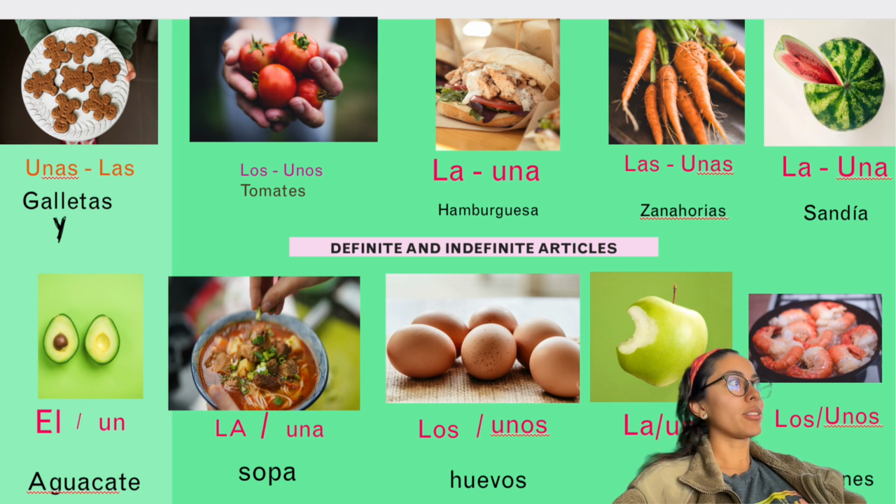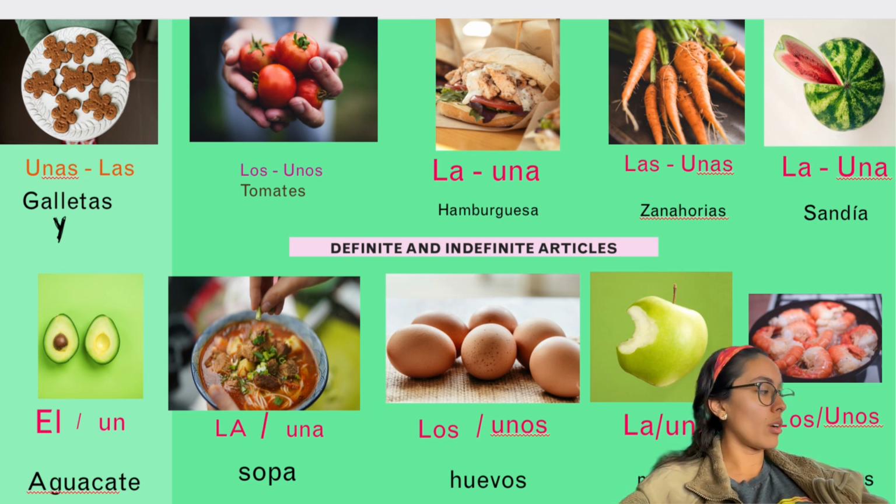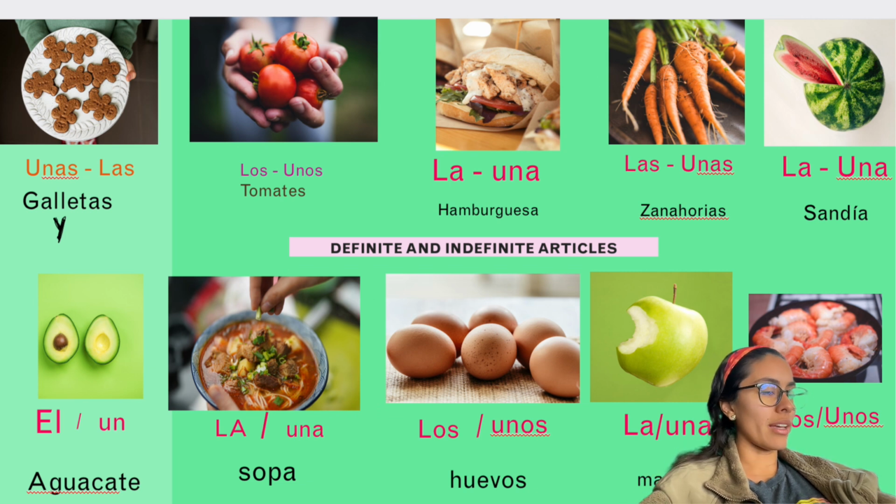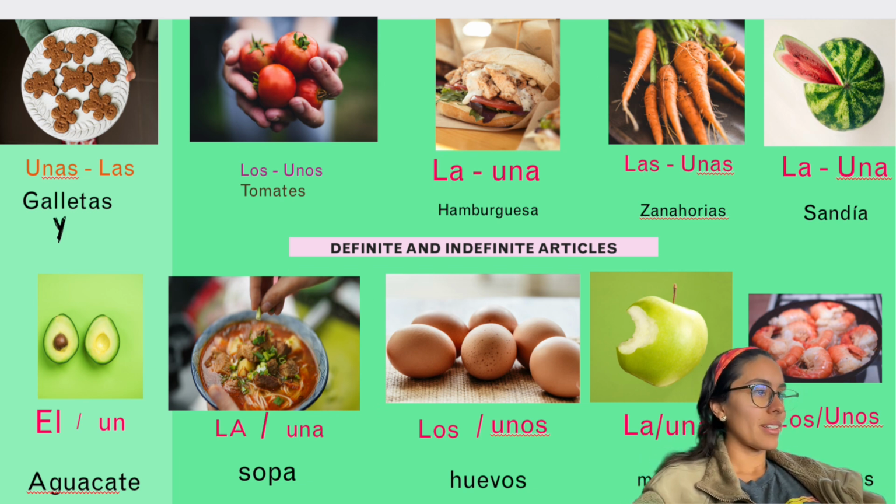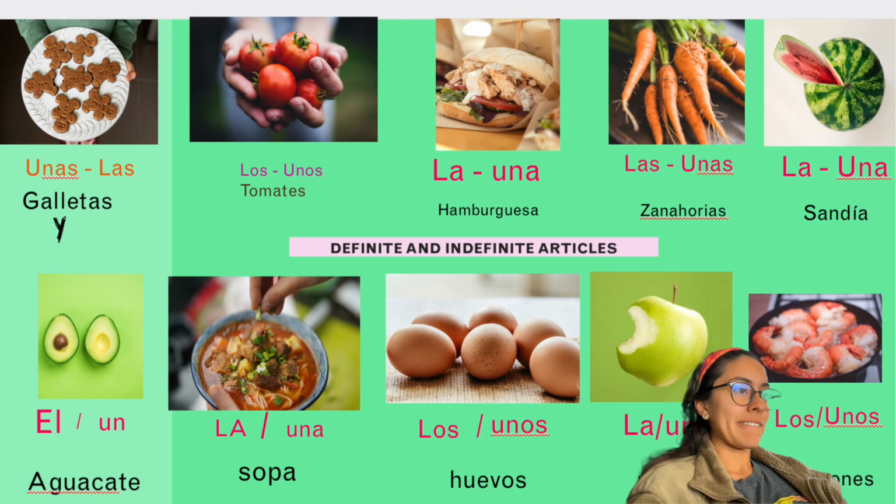Oh, yeah. Dan and his wife are not here anymore. So we jump to Karen. El aguacate.